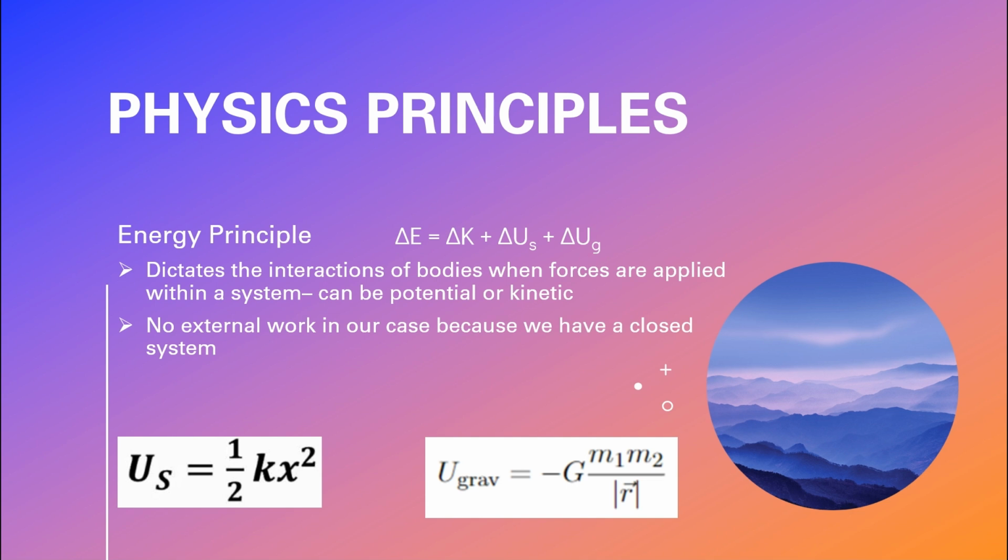And formulas for US and for U grav are at the bottom. Keep in mind, these are not delta U grav and delta US. These are how to find potential energy, not change in potential energy. So change in potential energy would have delta x squared, and change in gravitational energy would have delta r, instead of the values that you see there right now.